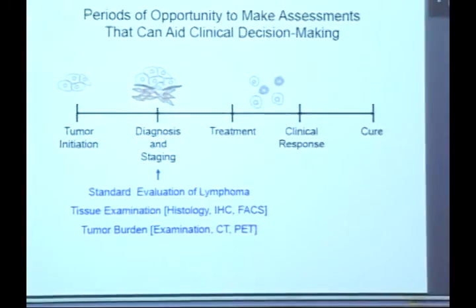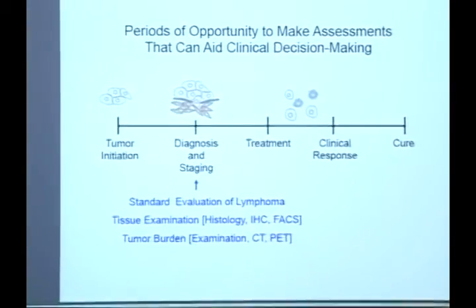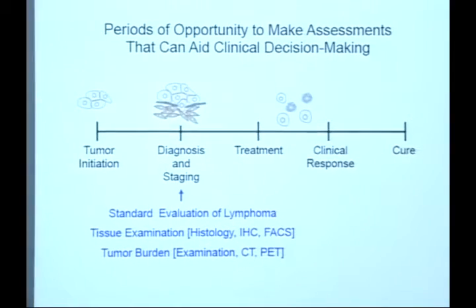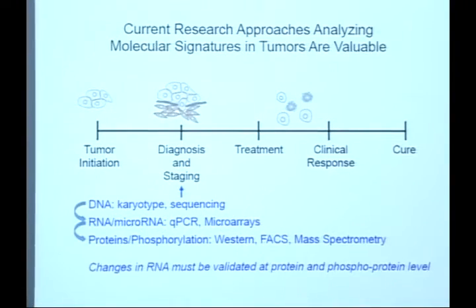For lymphoma, because I'm a lymphoma doctor, the standard evaluation is you do a surgical biopsy, you get that lymph node out, and you look at it under the microscope with histology, immunohistochemistry, flow cytometry is very standard in lymphoma. And you get an overall assessment of the tumor burden in the body. How many places is this tumor involving? You do CT imaging, PET scanning.